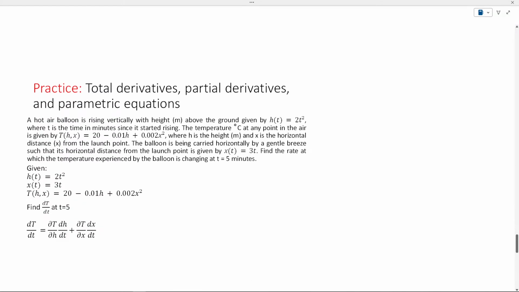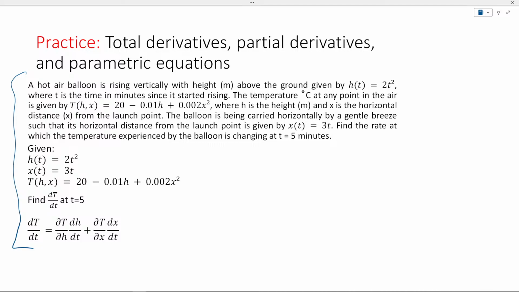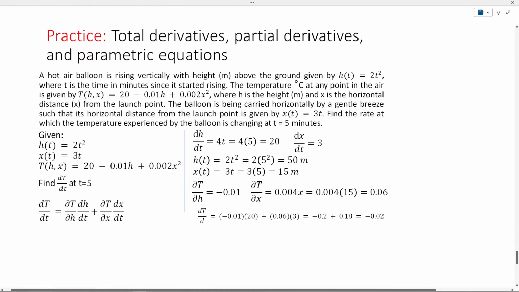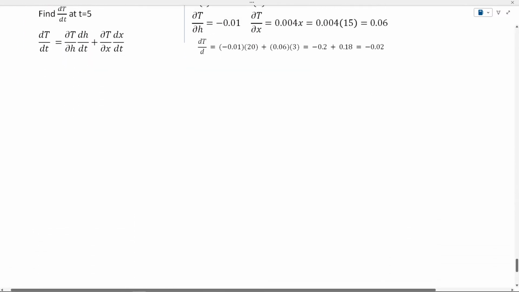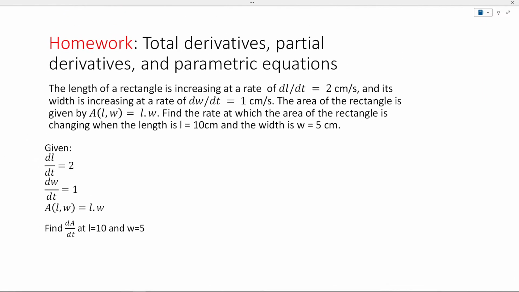Okay. So here, this is a practice problem. I will solve this in the practice problem session. And this is the homework problem. So let's look at your homework problem. The length of a rectangle is increasing at a rate of this. So I'm already giving you the rate, yeah? The delta L over delta T, centimeters per second.